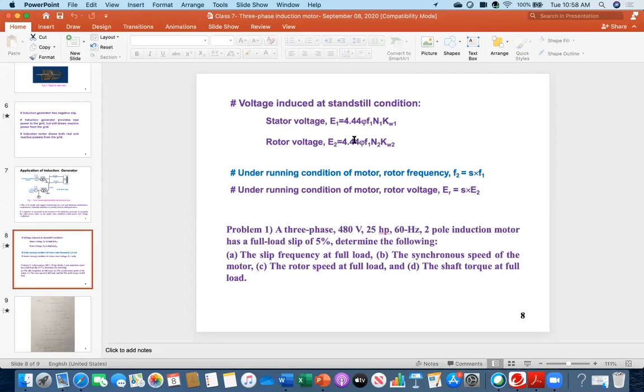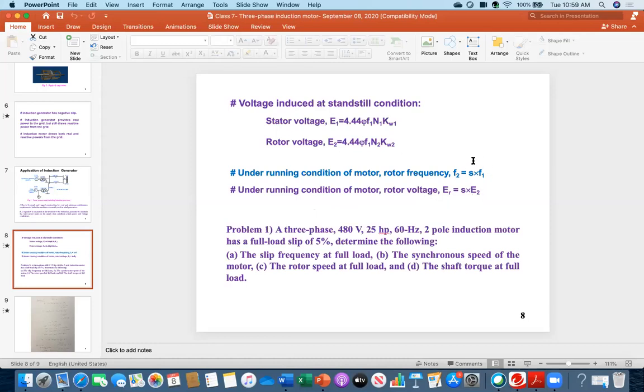Consequently, under standstill condition, both stator and rotor voltage have the same frequency, f1. N1 and N2 are the turn ratio, that is different, number of turns. These are the winding factors, that is different, but frequency was the same. But under running condition of the motor, rotor voltage here is s multiplied by E2, because I am replacing this one. It is no more f1, it will be f2, which is s multiplied by f1. This means s multiplied by E2, where E2 is your standstill rotor voltage, multiplied by the slip. That will be the rotor voltage under running condition or during rotation.